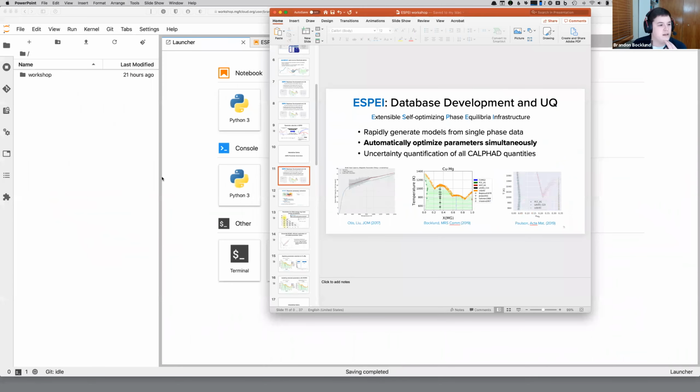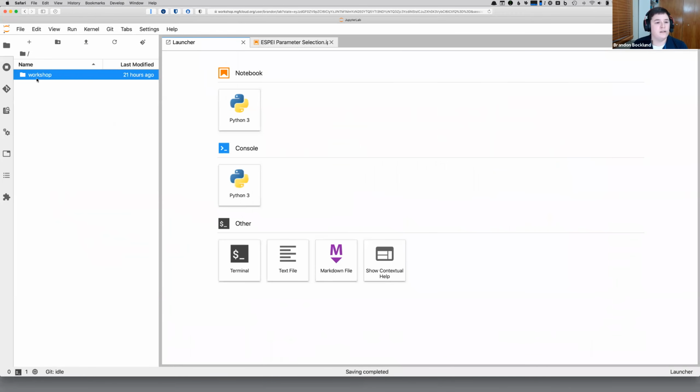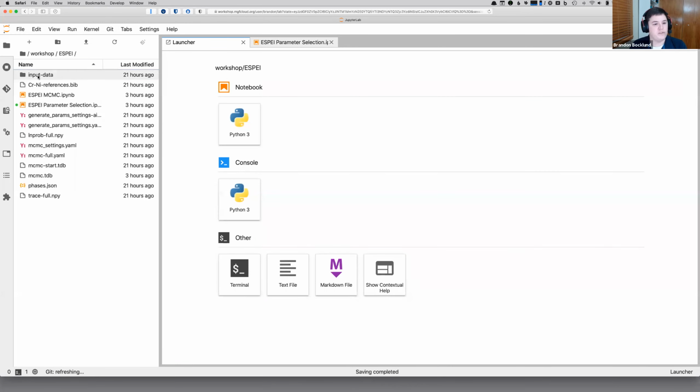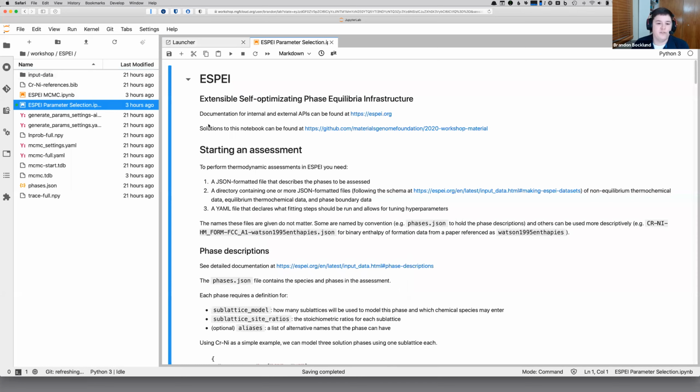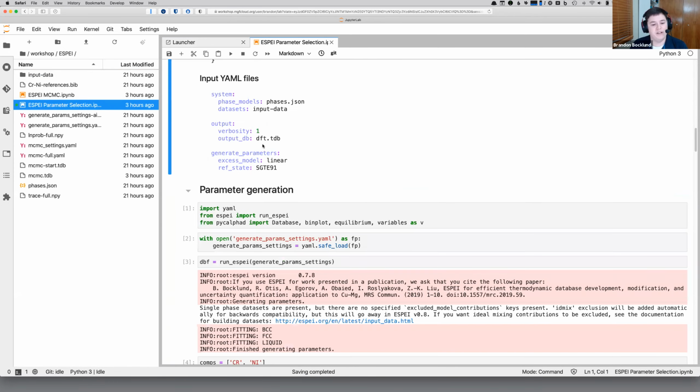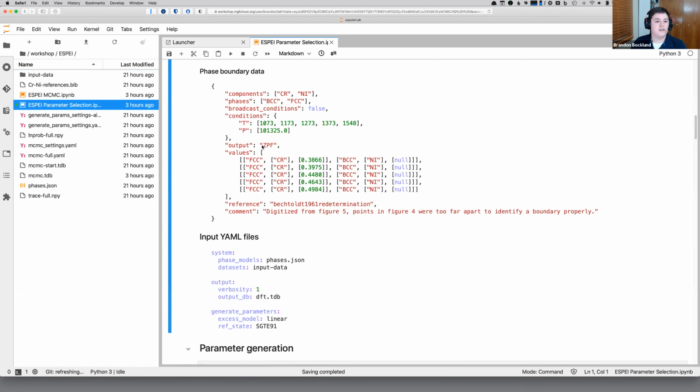Okay, and so yeah, if you're in the Jupyter Hub and from the workshop, everything we'll be doing here is in ESPEI. So if we open up this folder, the first place we're going to start is this ESPEI parameter selection notebook. And if you open that, we can see everything that you need to run it is here. So much like the PyCalphad ones, you can just run this as is without any changes.